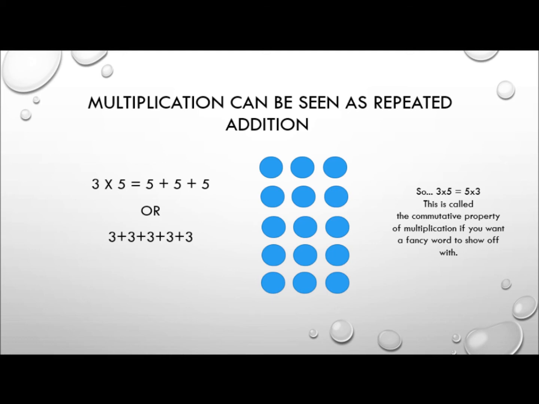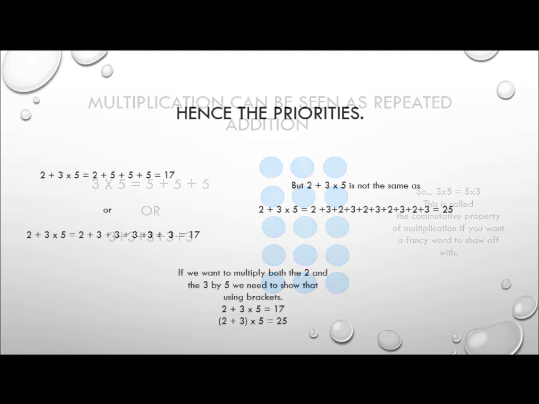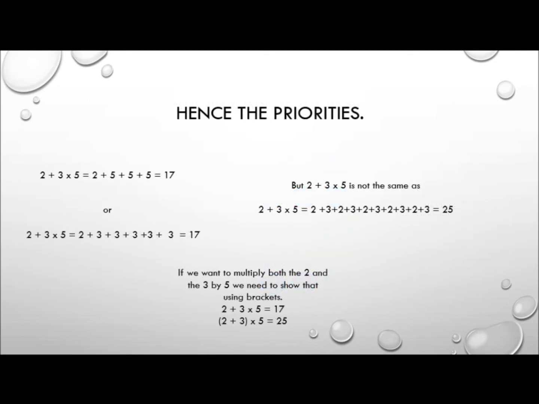If you want a fancy word you can use to show off in an exam or show off to your teacher with. It basically means it doesn't matter which way round we do it. 5 times 3 is the same as 3 times 5. This is why the priorities are the way they are.